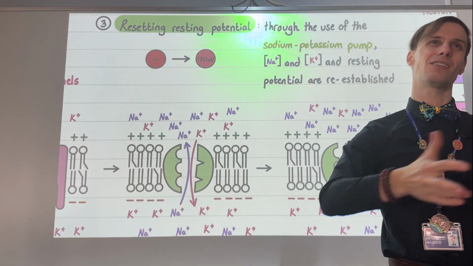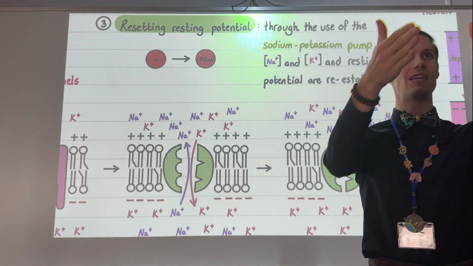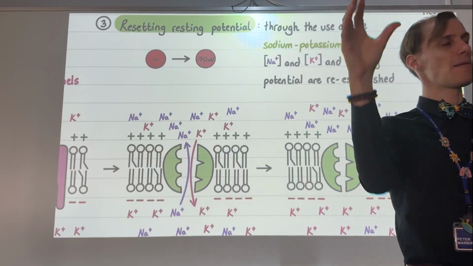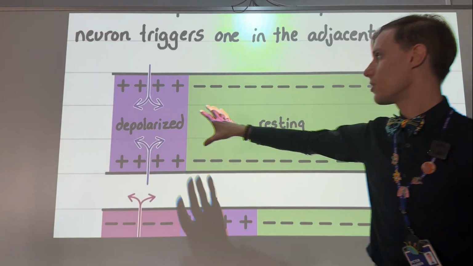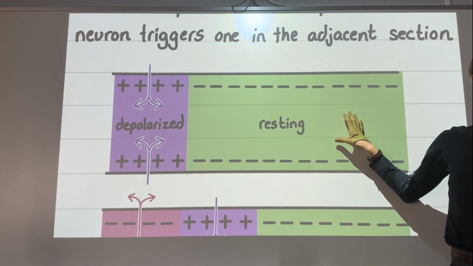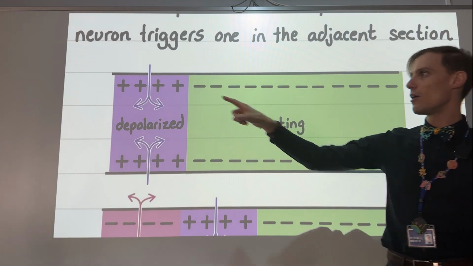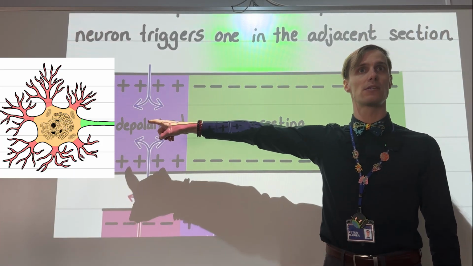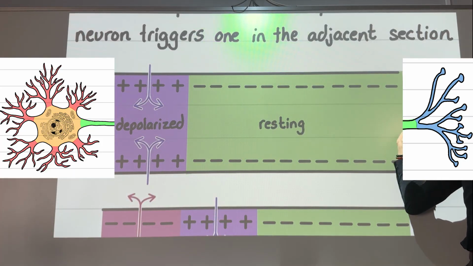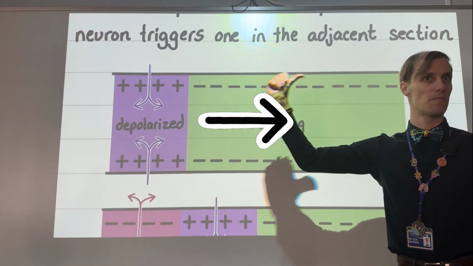How exactly does this cause a charge to move down a neuron? Well, let's examine how all of these work together. Here is my axon, and for context, down there would be the dendrites, here would be the axon terminal. So I'm moving in this direction.